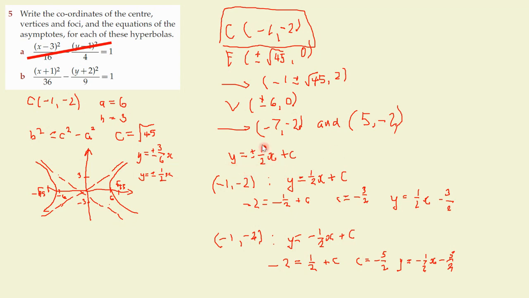The equations of my asymptotes will have the same gradients, but the intercepts will have changed because this has moved. The point where they cross has moved. So they will be intercepting at different points. So we just say y equals half x plus c, stick in the point that we know they go through, the centre, work out that constant, and then do the same for minus half x plus c.